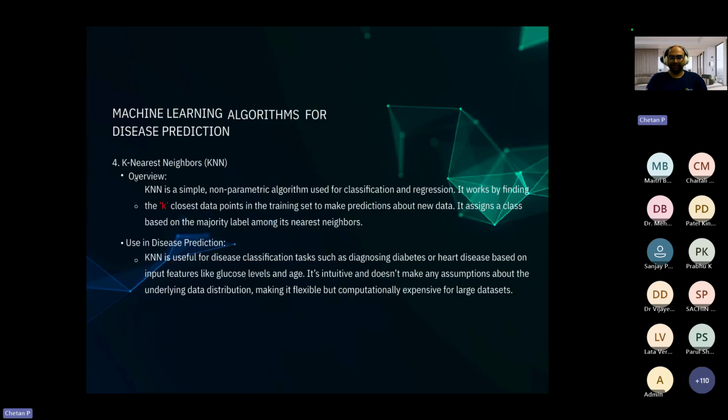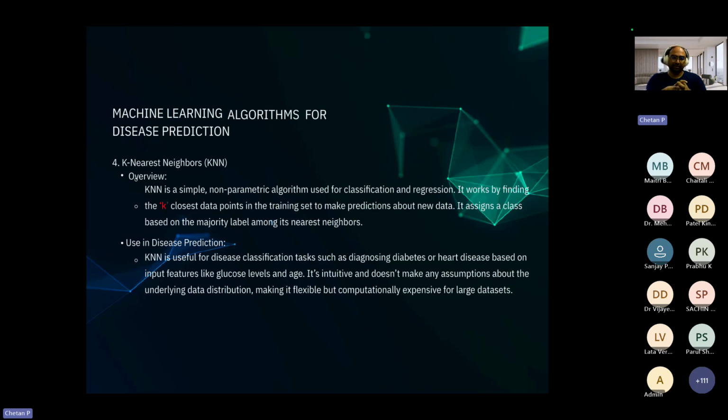Next one is k nearest neighbors. This is a very simple algorithm. Basically, it is a non-parametric algorithm, and it doesn't even need training. It works by finding the k closest data points in the training data set to make predictions about the new data point. It assigns a class based on the majority label among the nearest neighbors. And when to use the KNN algorithm? When you have a small data set, in that case I would suggest using KNN.